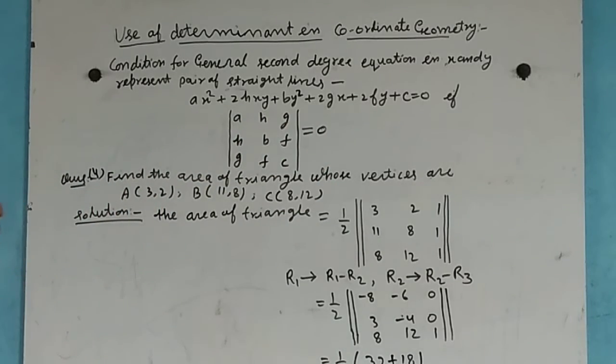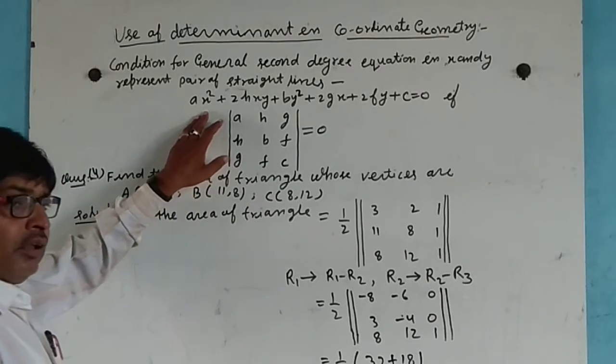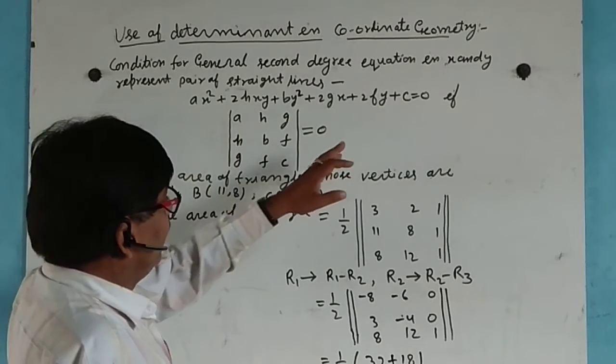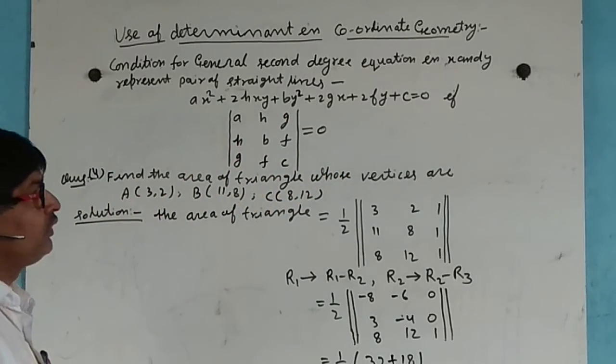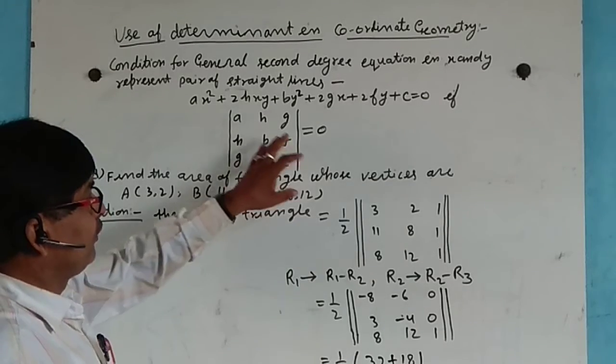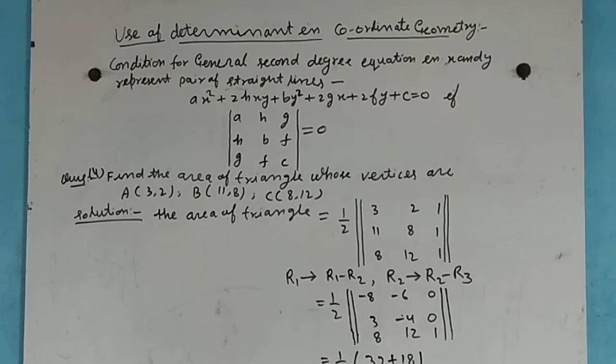Now if the general equation of second degree is given, then by comparison with this equation we get the values of a, h, g, f and c. Putting these in, if the value of the determinant is 0, then that equation represents a pair of straight lines.